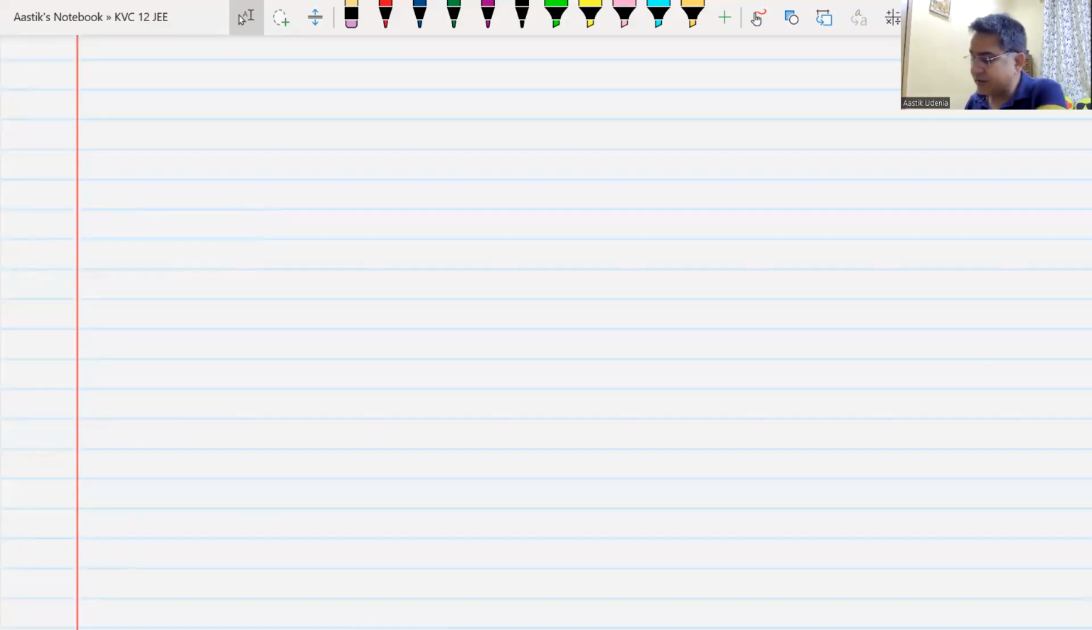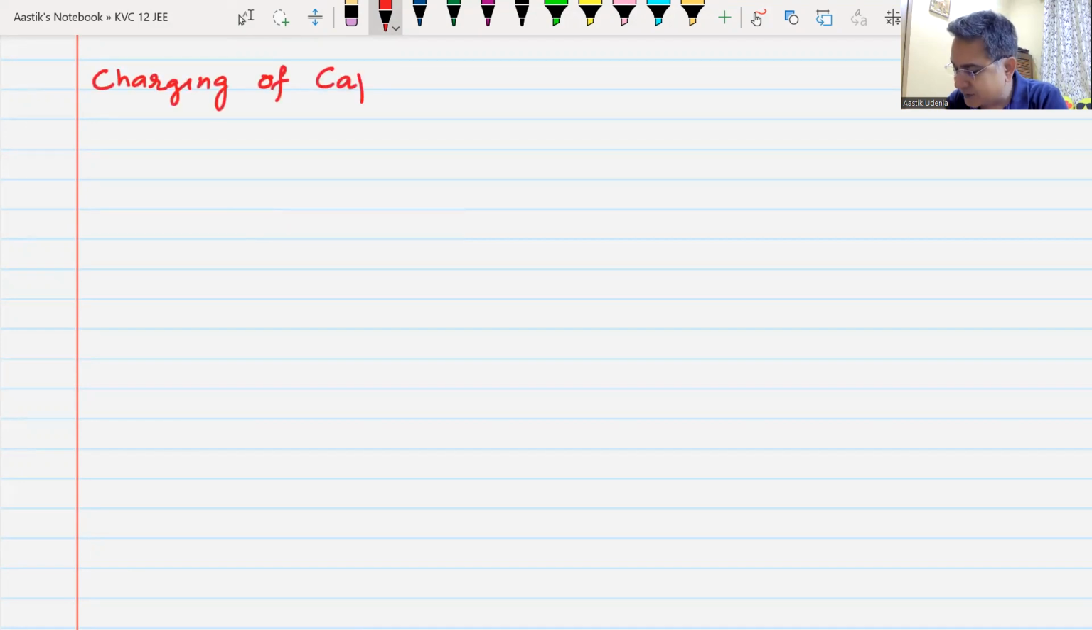The first heading that we are going to write. Up till now, what we had seen in the chapter on capacitance was the capacitance. We had seen what is the charge coming on capacitance. In this particular topic, we are going to see how the capacitor gets charged. So the first heading is charging of capacitor.